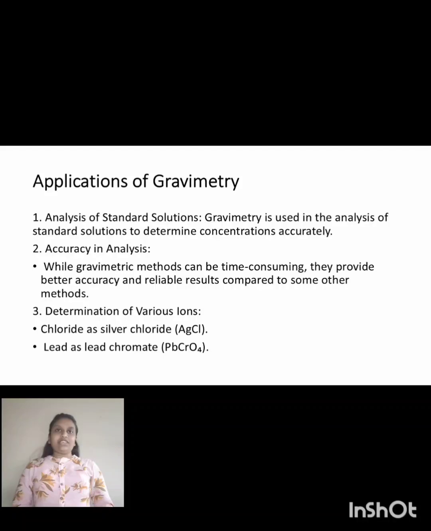Let's see the applications of gravimetry. Gravimetry is used in the analysis of standard solutions to determine concentrations accurately. While gravimetric methods can be time consuming, they provide better accuracy and reliable results compared to some other methods. It is used to determine various ions, like chloride as silver chloride and lead as lead chromate.